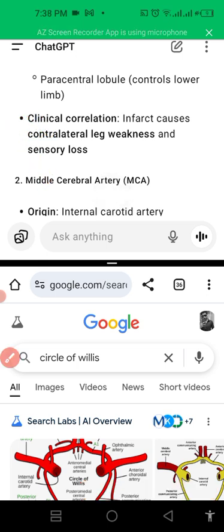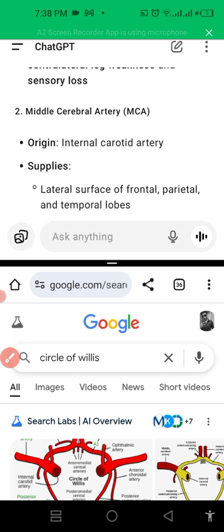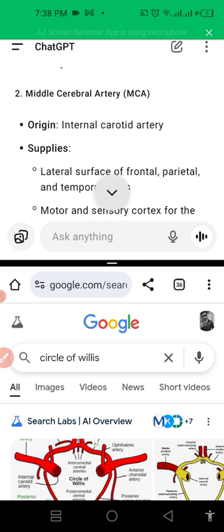So I just want to share a trick with you. Whenever you study anything in medicine, always try to understand what will happen if this thing is distorted.